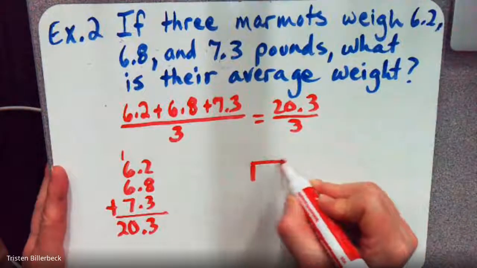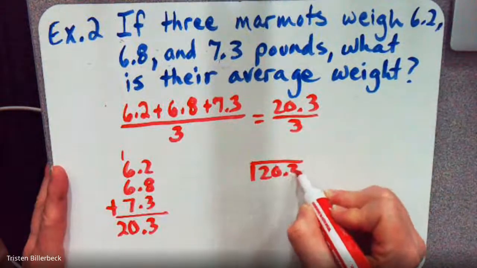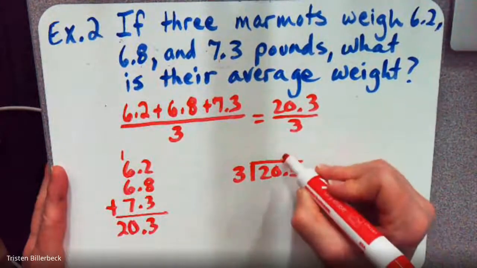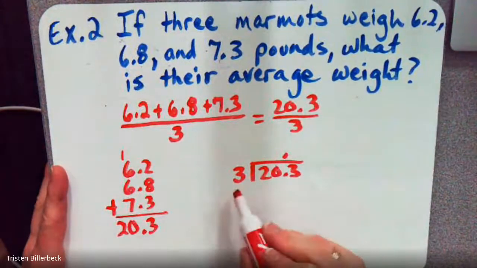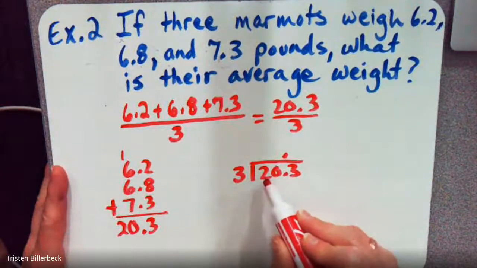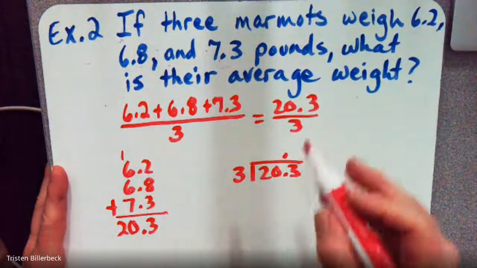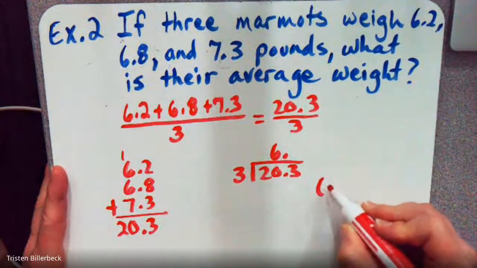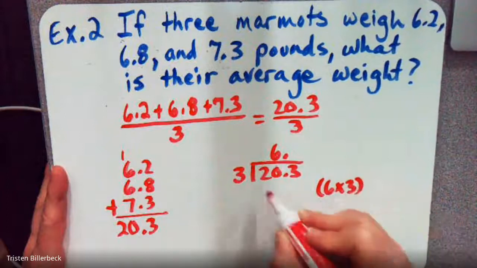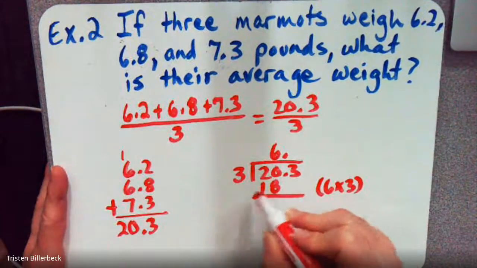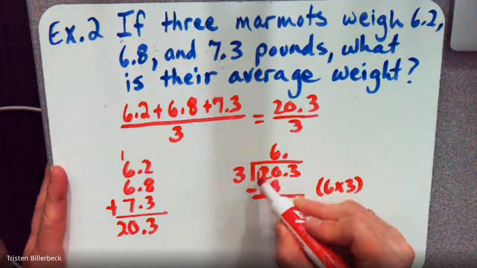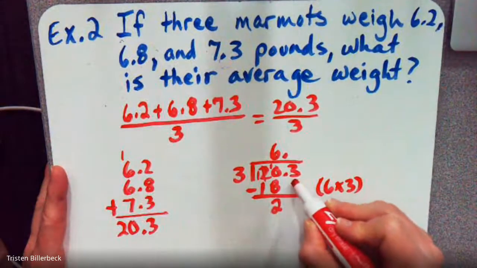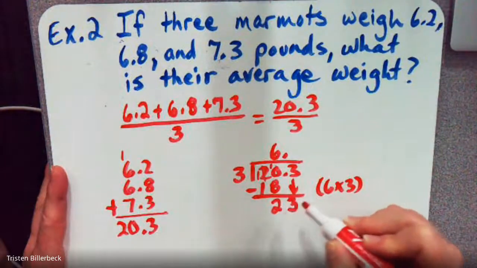So we put the 20.3 in the house. This top dog gets the house, and the 3's on the outside. We put the decimal right here. So there are no 3's in 2, so there are 3's in 20. There happens to be 6. So if we have 6 times 3, that's 18. We subtract, and that gives us 2. And then we need to open this column up, so we drop a 3 down.